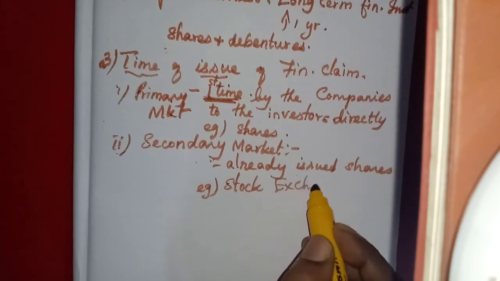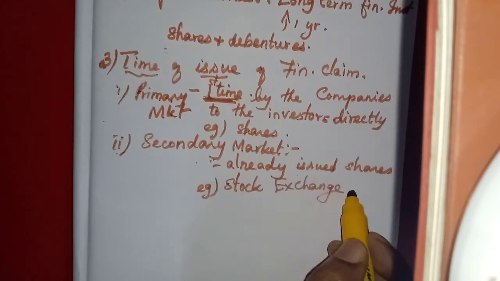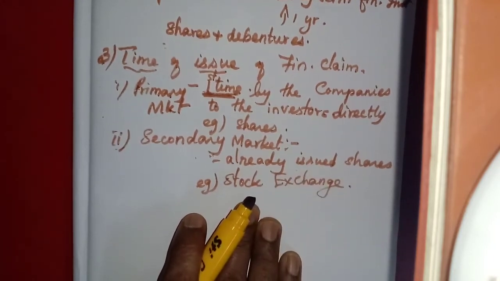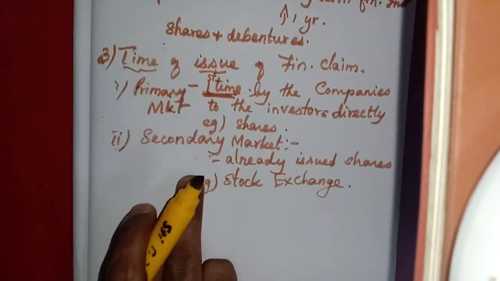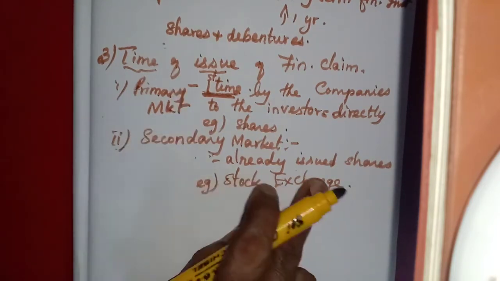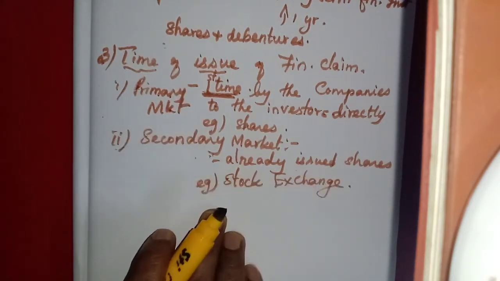Okay, share market we say, no? Share market. There only we sell and purchase the shares which are already issued by the companies for the first time. Okay, so that is called secondary market, share market. That is also called stock exchange.